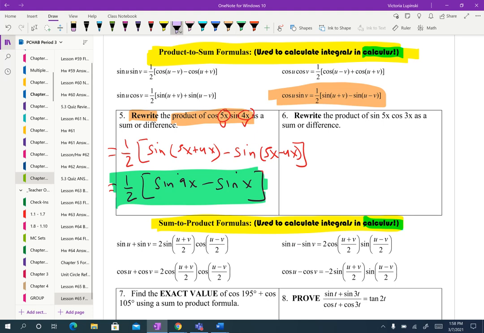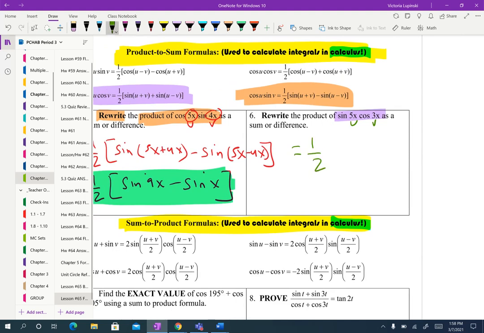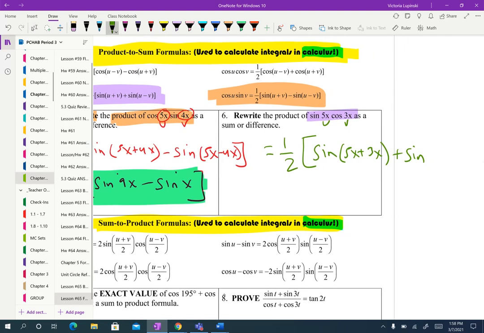You are being asked to rewrite the product of a sine times a cos as a sum or difference. So again, looking at the formulas, you have to make sure that you select the correct one. So in this case, you're talking about the sine times the cos. And again, your u is going to be the first quantity and your v is going to be the second quantity. So if we use that purple formula, we're going to start off with a 1/2. And then it's the sine of u plus v, so 5x plus 3x, plus the sine of u minus v, which would be 5x minus 3x.